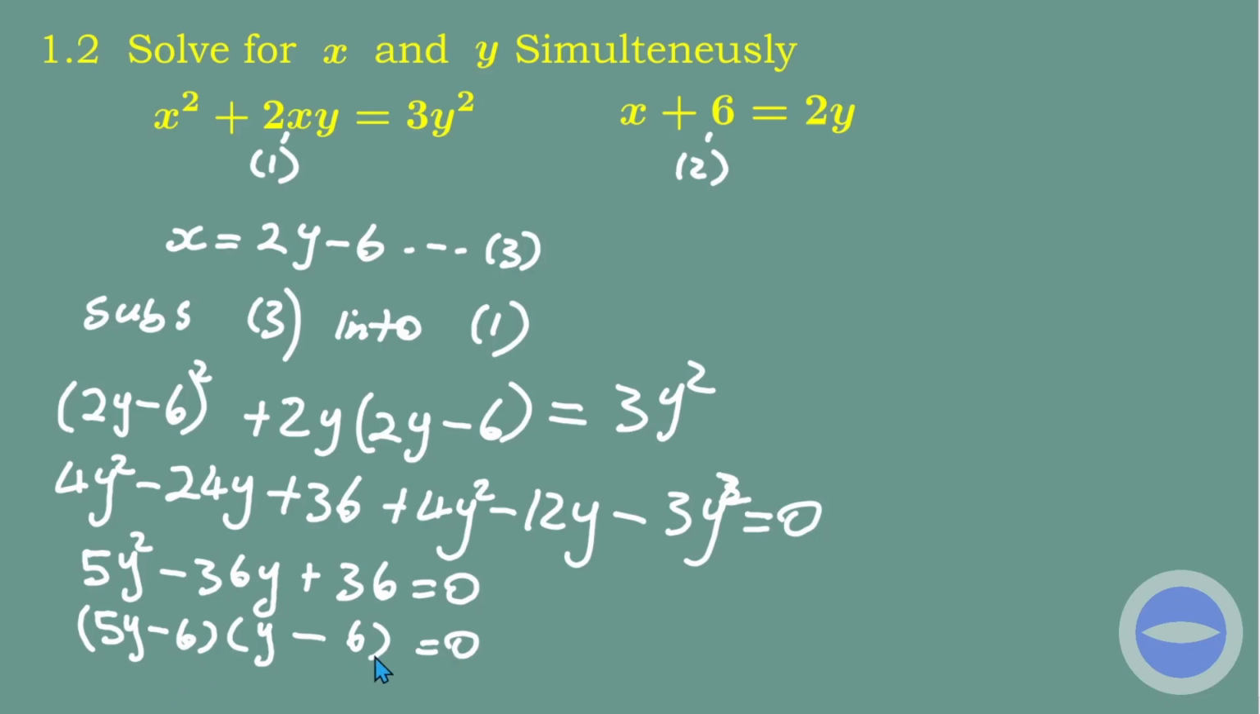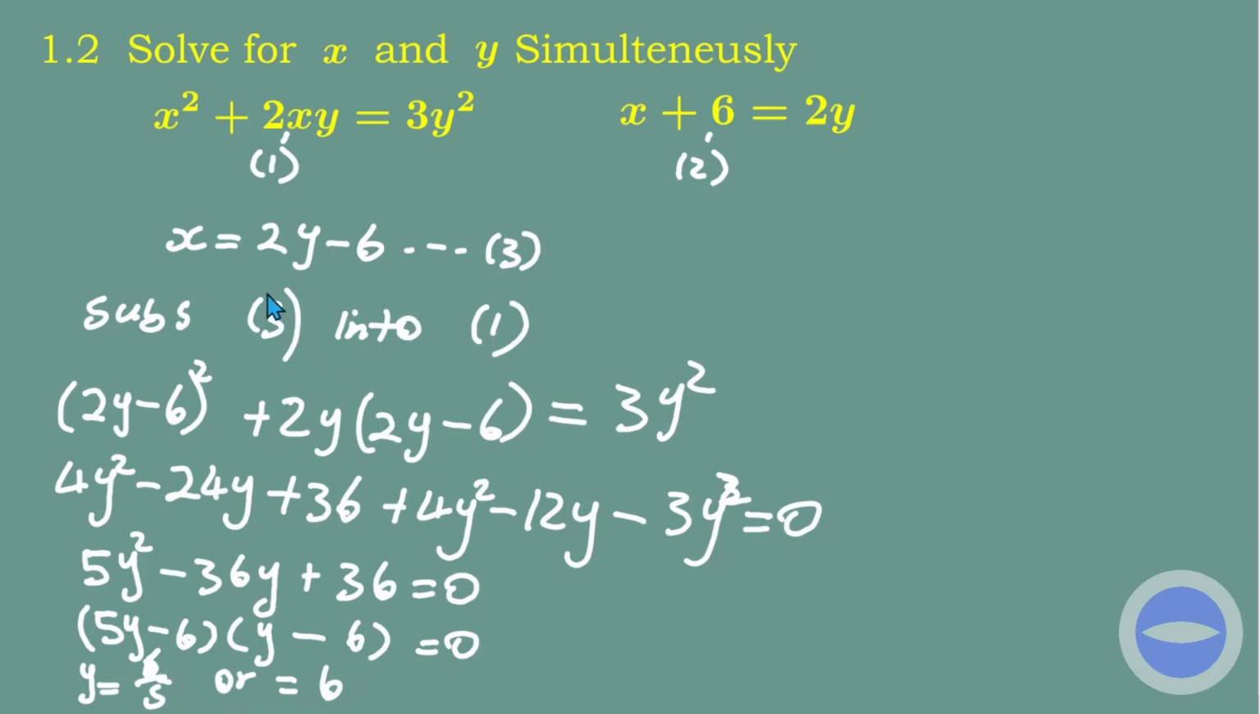Both have negative, and then from there I have to solve for y. So y equals 6 over 5, hopefully you can see this is 6 over 5, or y equals 6. So now I have the values of y. y equals 6 over 5, or y equals 6.